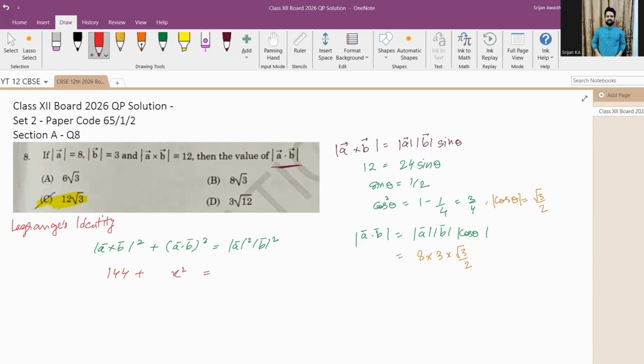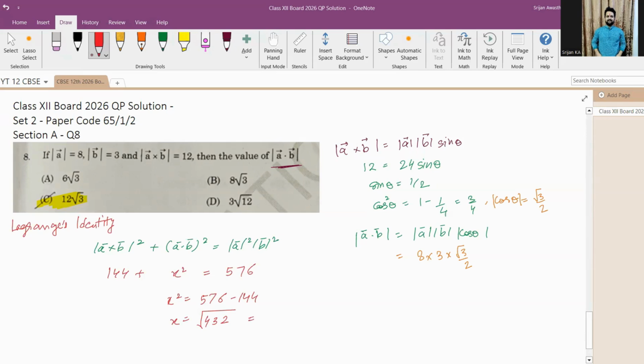So 64 into 9 is 640 minus 64, 80 minus 4, 576. So x squared actually becomes 576 minus 144. Now you want to be able to find root 432. Yeah, I mean, that's the answer.